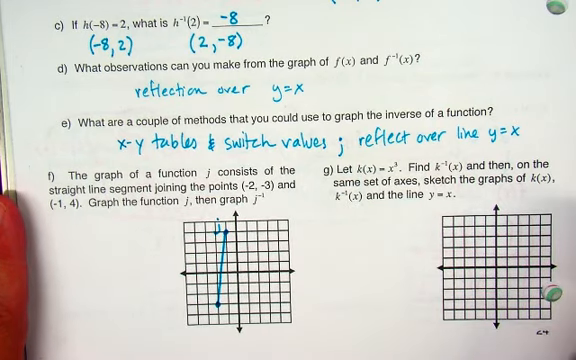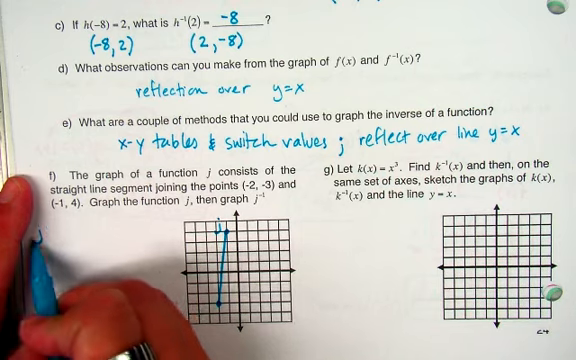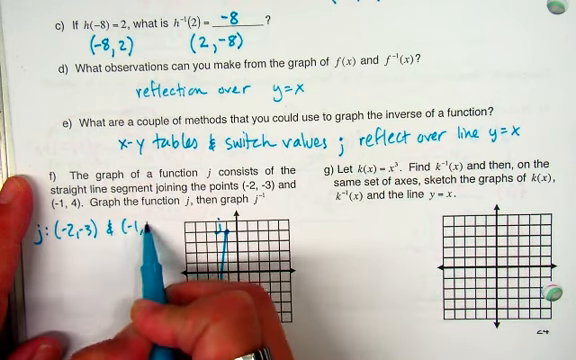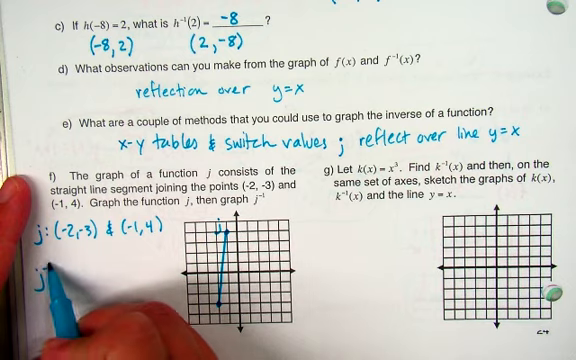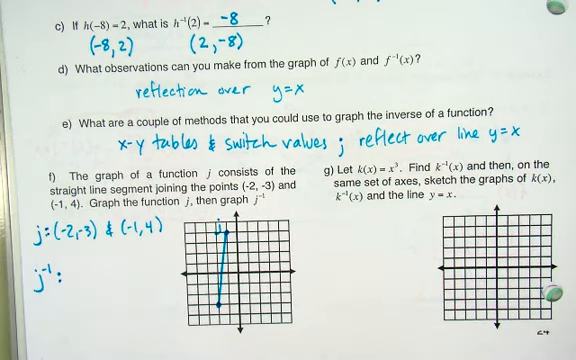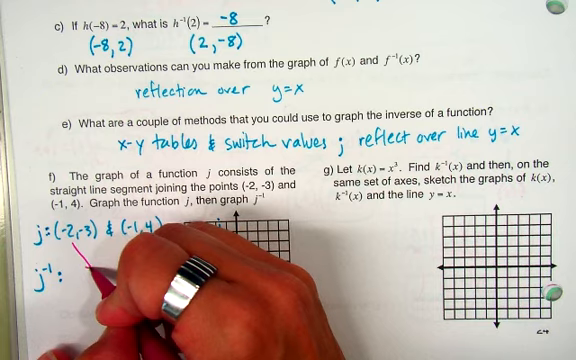So I just said graph the function j, and now graph j inverse. Well, how would I graph its inverse? If j was (-2, -3) and (-1, 4), in order to graph j inverse, what should I do with those x and y values? Switch them.